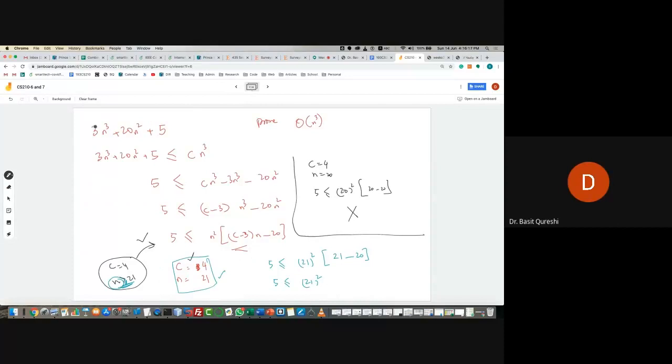See, the thing is, what we do is we look for the highest order term. This is the highest order term. All the rest of the terms are smaller than this, so we just ignore them. Ignore also the constant term, and you're going to get this.